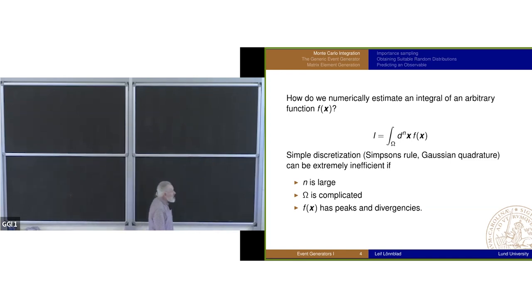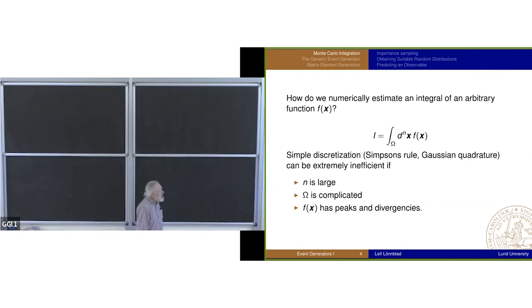So the question is, in general, how do you numerically evaluate any integral over a weird phase space, in many dimensions, of a complex function? We have things like Gaussian quadrature that are very good numerical approximations. We have Simpson's rule. But these can, in fact, be very inefficient, especially if we have many dimensions, and the region of integration is complicated. And sometimes you have peaks and divergences, and that's not fun. But you have to handle it in some way.